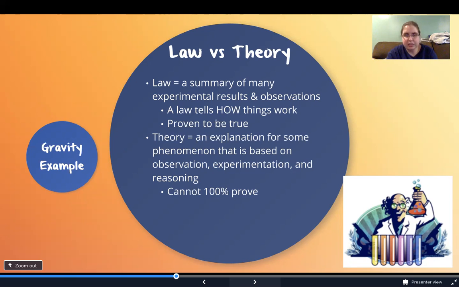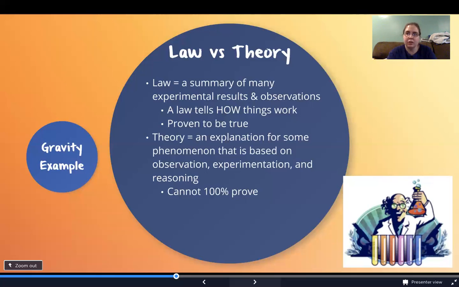So when scientists talk about theory, they don't use it the same way that it's used in common society. A lot of times when you hear people on TV, they say, oh yeah, I have a theory about that. What they mean is they have an educated guess. In other words, they're using the word theory like we scientists use the word hypothesis.